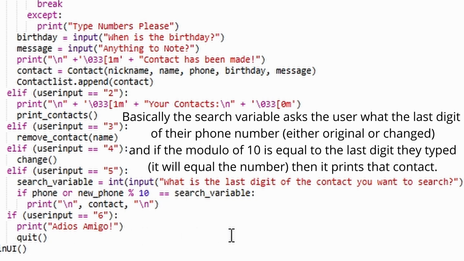Also another logical operator is used here. The elif user input equals 5, then the search variable is equal to the integer of the last digit of the contact you want to search. And if the new phone number that you made for them, modulo 10, is equal to the search variable, which is the last digit of the contact, then it'll print it.